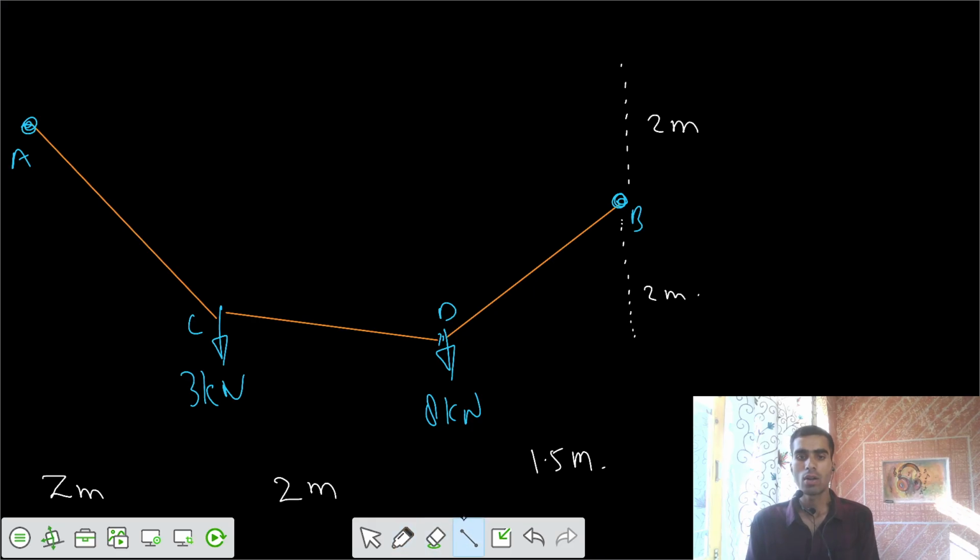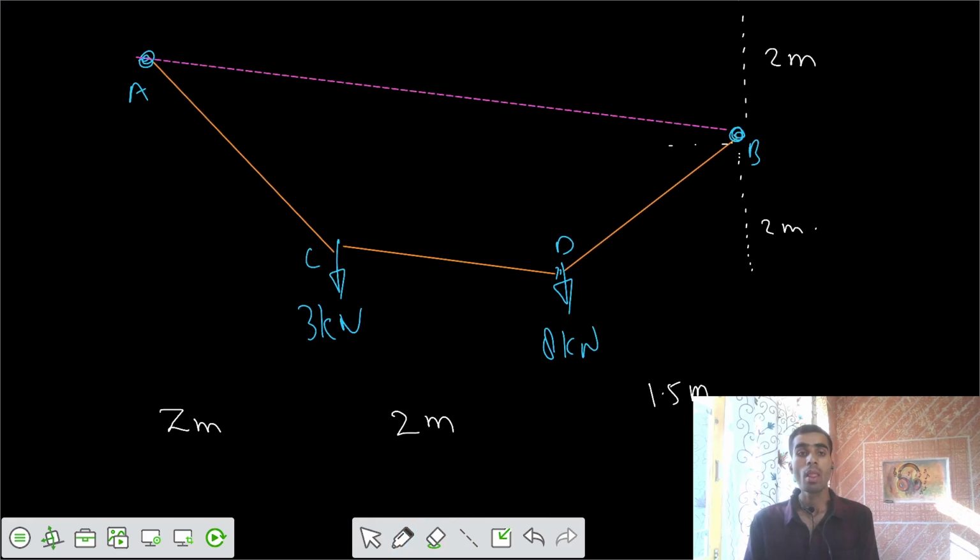If I have that chord line, if I have that chord, I would say this value equals 2 meter. No, this is not the sag, sorry. So this was your 2 meter. This is your 2 meter from the support B. With respect to this point, this is 2 meter.